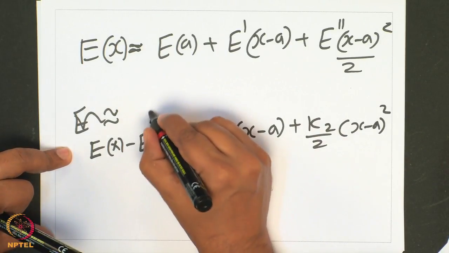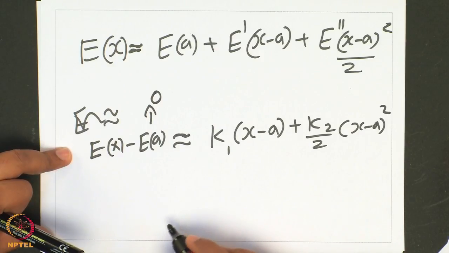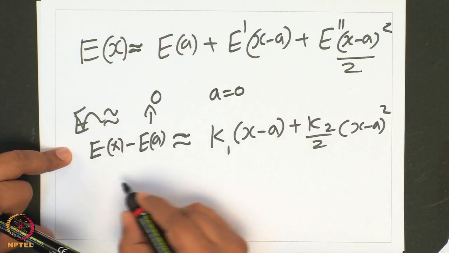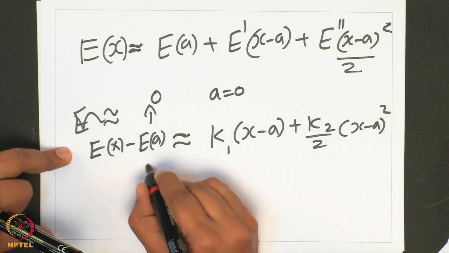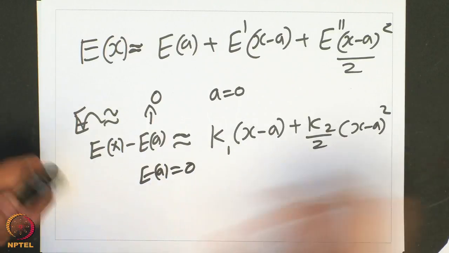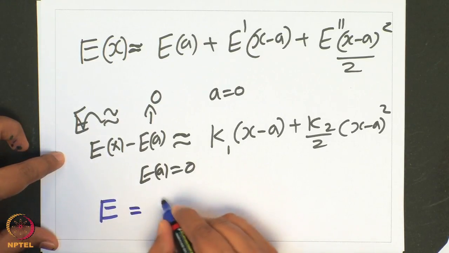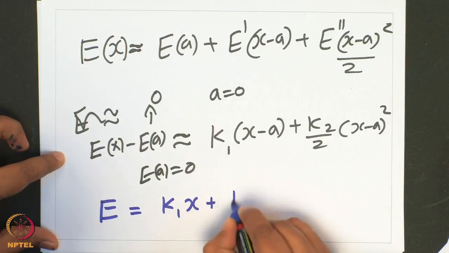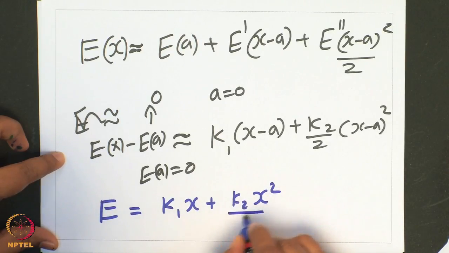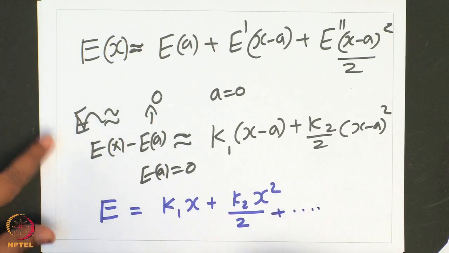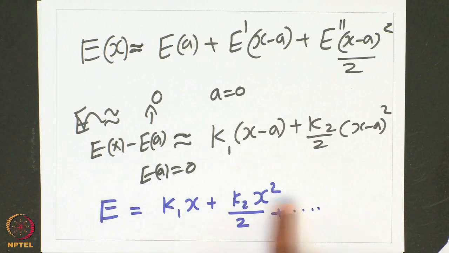So if I assume the energy of this is 0 and a is 0, that is, I take a equal to 0 and E of a equal to 0, I can write the energy, or the delta E, as k1 x plus k2 x square by 2. So this is essentially an approximate form of energy, plus in principle all the infinite terms. Like this I could write it, and if I know this k1 and k2, I can calculate this energy.